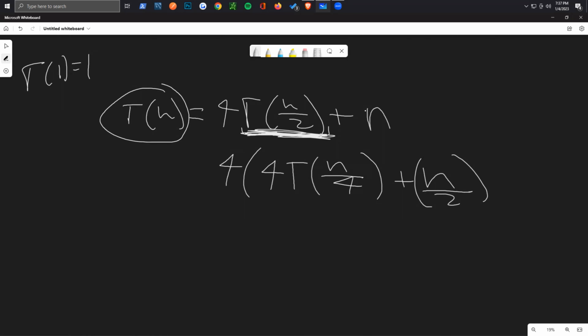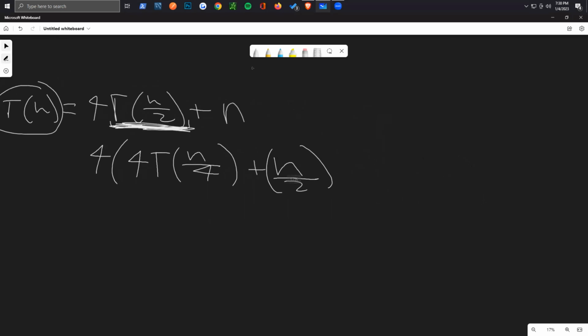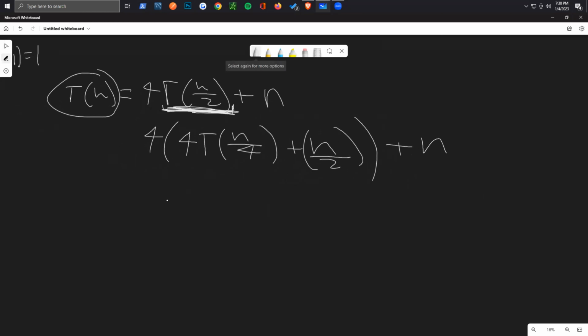This term was just n. And since we're dividing by 2, that means in the next call, our quote unquote n is now going to be n divided by 2, and so on. So this is what the substitution is going to look like. And of course, we have to remember outside of the substitution, we have another term. So that's where we have our plus n. Okay, so now we can just go through it and keep solving.